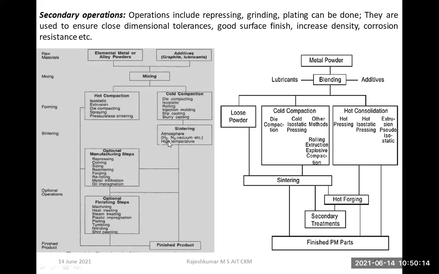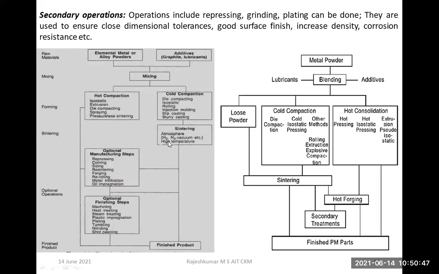The next is finished products, with optional finishing steps like machining, heat treatment, steam treatment, plastic impregnation, plating, tumbling, nitriding, shot peening. So these are all the things that are going to be done, especially for optional finishing steps. The next is the finished product. So finally, when all these processes are done, the material which we get is obtained with the help of powder metallurgy technology.